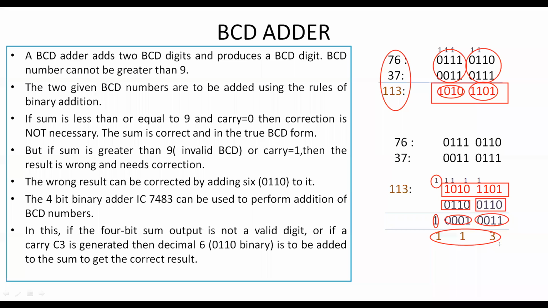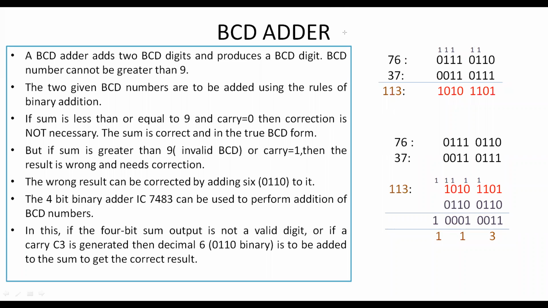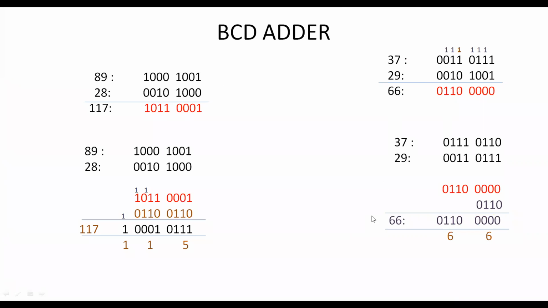Okay, in BCD addition, the first point we need to remember is, by performing the addition of the given numbers with BCD, if the sum is greater than 9, we need to add a correction of 6. Similarly, we will take one more example.